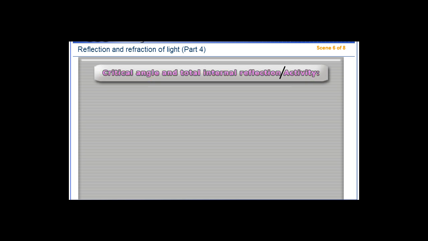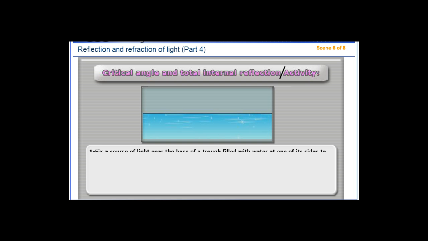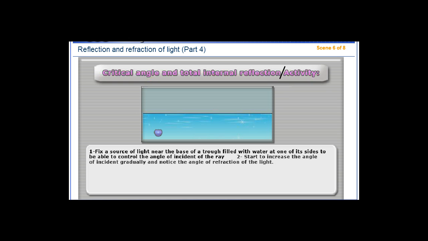Critical angle and total internal reflection. Activity. 1. Fix a source of light near the base of a trough filled with water at one of its sides, to be able to control the angle of incidence of the ray. 2. Start to increase the angle of incidence gradually and notice the angle of refraction of the light.